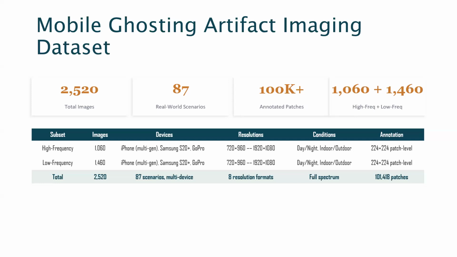We have used multiple devices: iPhone 6 to iPhone 14, Samsung S20 Plus and the GoPro, for device heterogeneity. We have used 87 different scenarios in which a static person with a moving background or a static background with a moving person, night, day, and that sort of scenario. And we have annotated a total of 101,418 patches, to be very exact and precise.